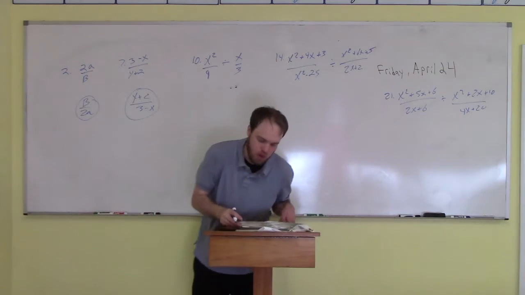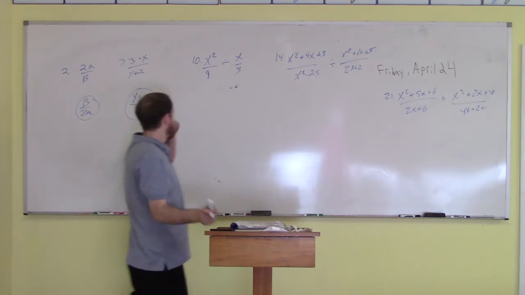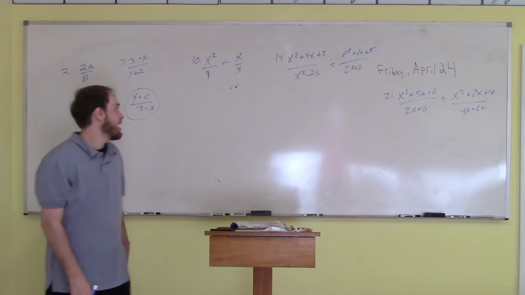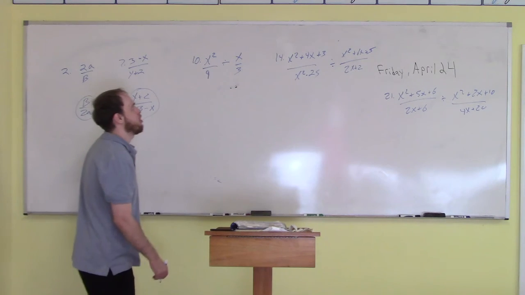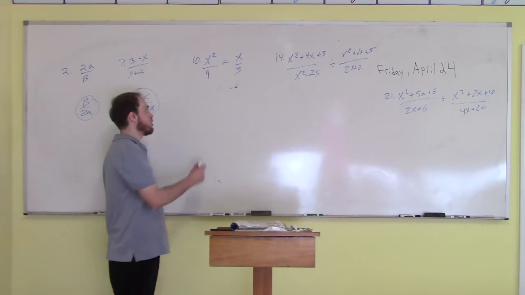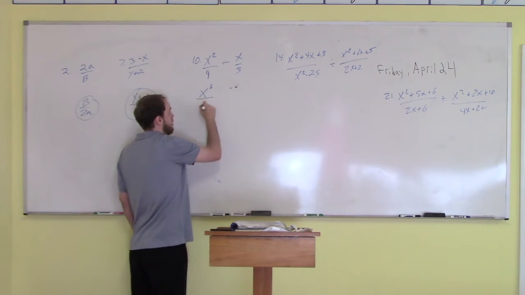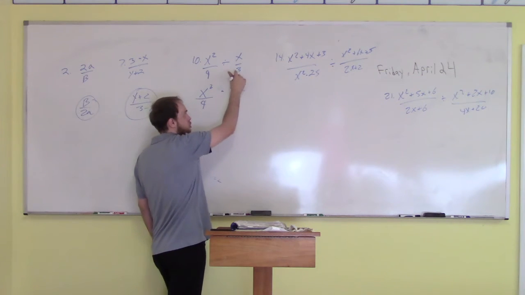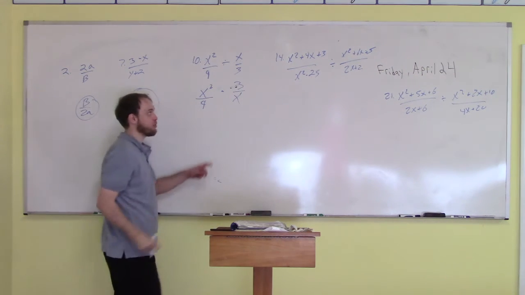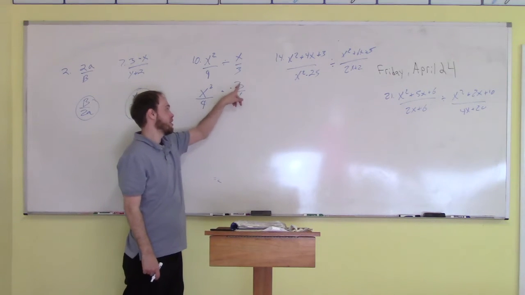Now we're going to move into the bulk of the lesson, and I'll do number 10 here. Number 10 says x squared divided by 9, divided by x divided by 3. We have to multiply by the reciprocal, so I'm going to rewrite this as x squared over 9 times 3 over x. So I just do the reciprocal of x over 3: the x goes to the bottom and the 3 comes to the top.